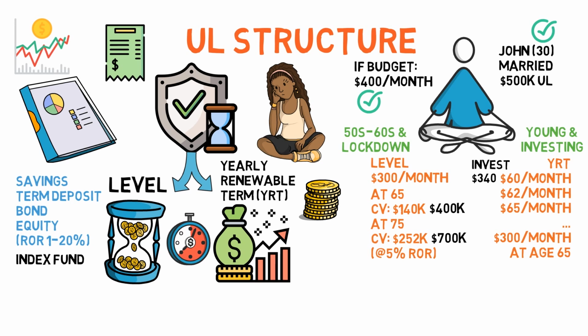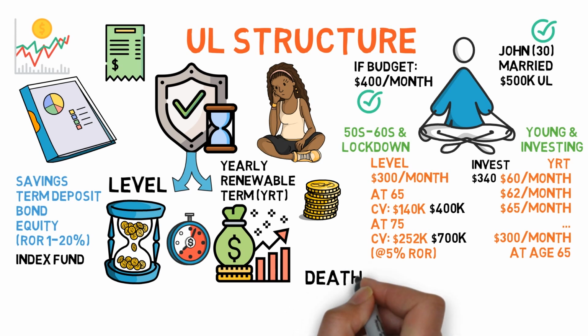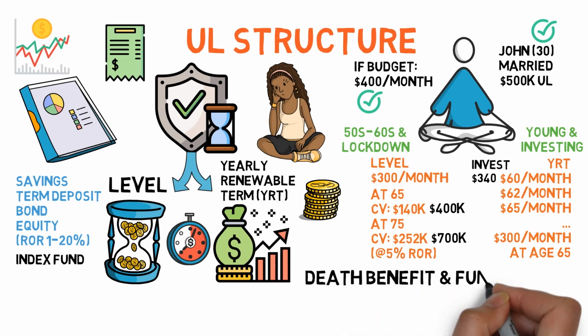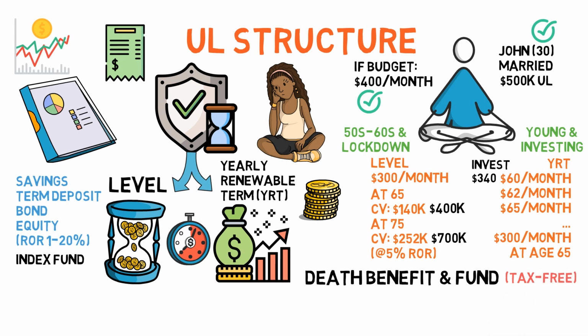What's more, I always recommend making sure the universal life that you have is death benefits plus fund. Meaning, if you pass away, you get both the death benefits plus whatever you saved inside the plan, tax-free. Now, let's dive deeper.